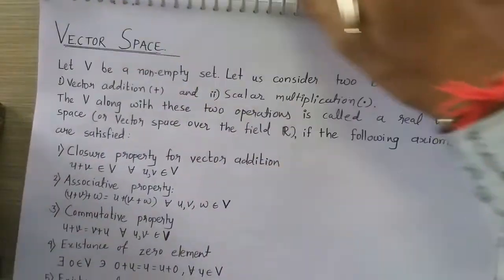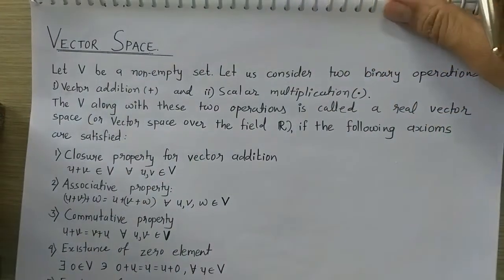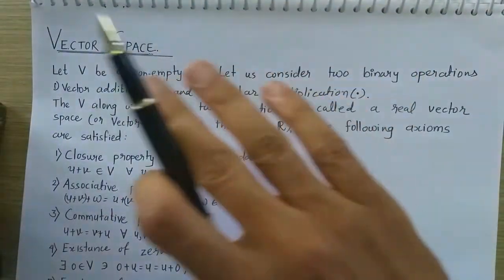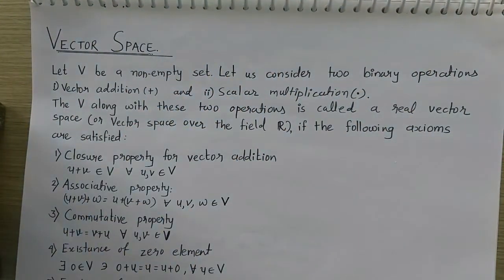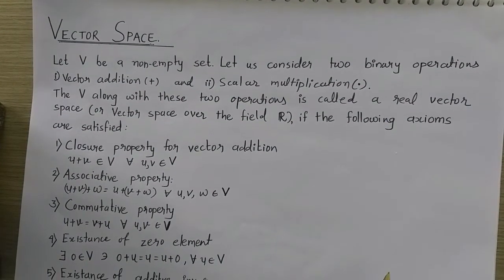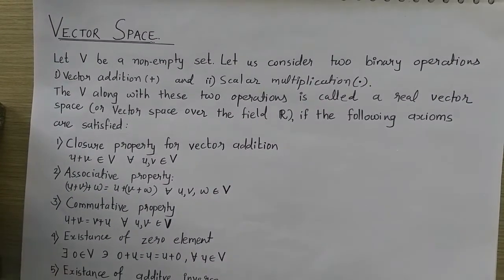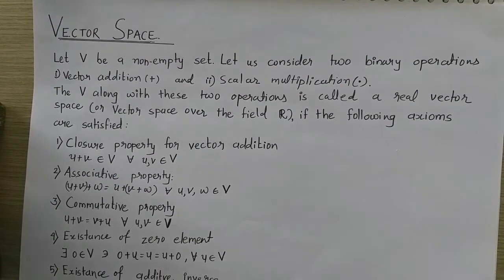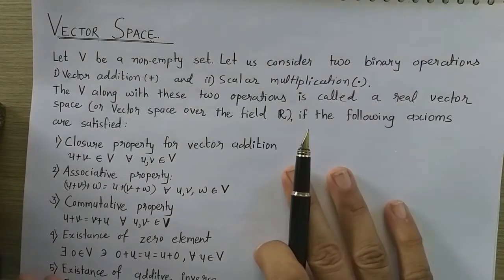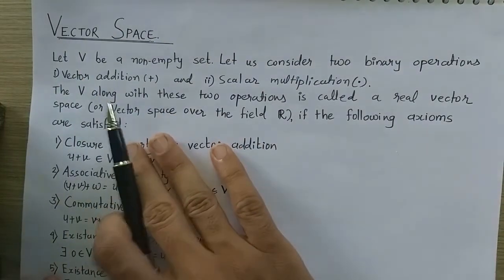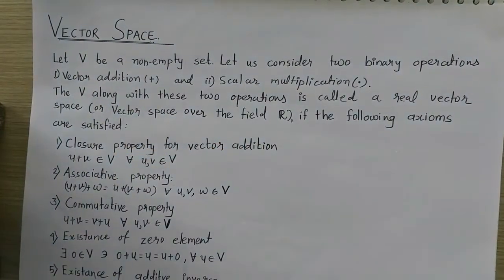Now, we introduce group, ring, field only for the understanding of vector space. Here we require all these basic algebraic structures. So, now we move over the syllabus, the definition of vector space. So, what is the definition?